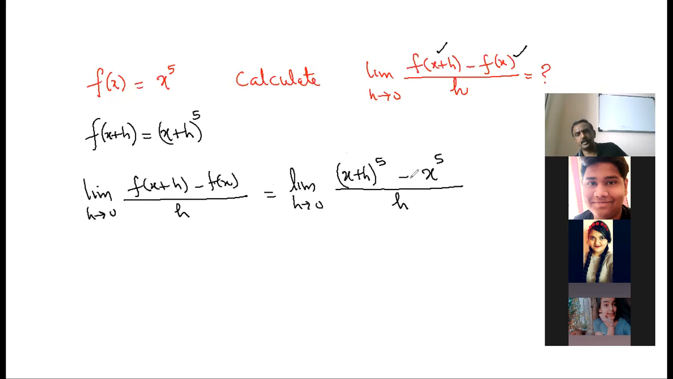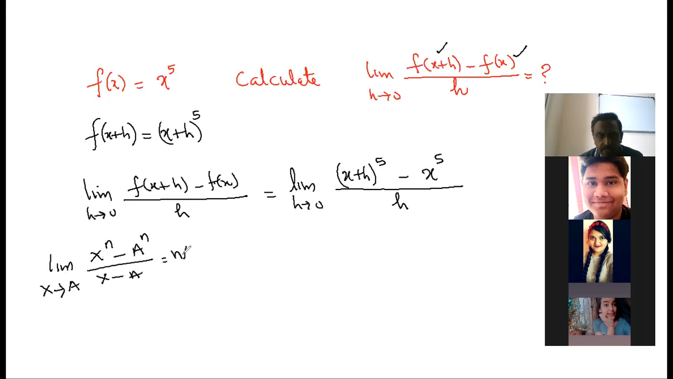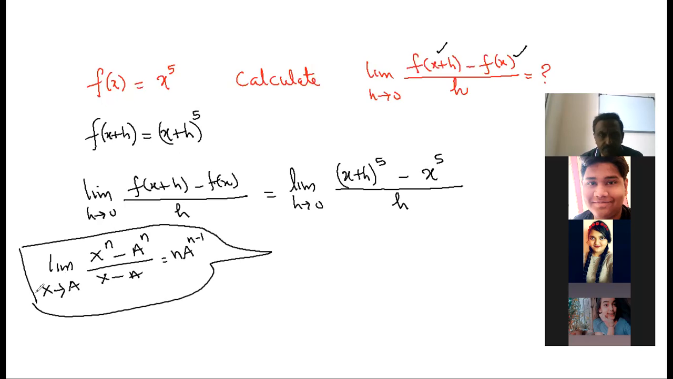Now to calculate this limit, we have to remember our formula. What is our formula? Just recap our formula. Limit x tending to a, x to the power n minus a to the power n upon x minus a is equal to n into a raised to n minus 1. This formula we need to apply here.